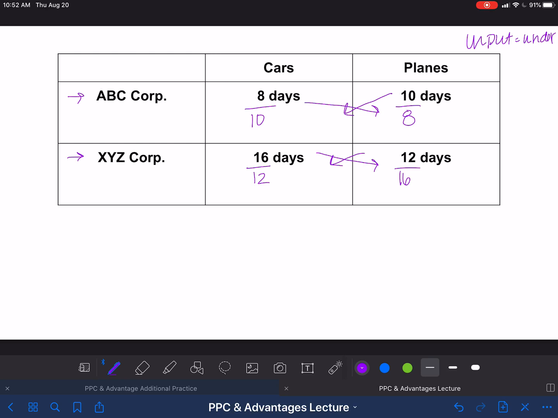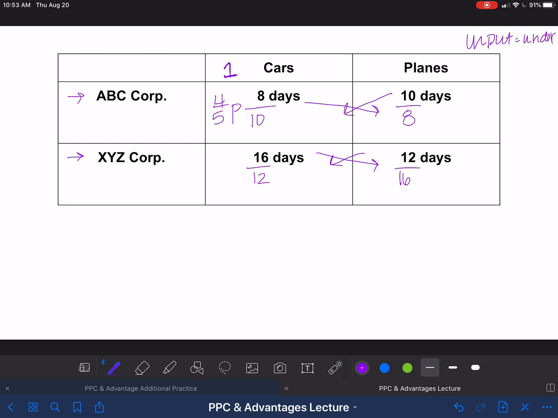Now we're going to follow the same process as the last problem here. 1 car. So how many planes does ABC have to give up to get 1 car? We'll weigh 8 over 10. Let's simplify that. So if we pull a 2 out of both, we're going to get 4/5. So ABC, when they want to make 1 car, they're giving up 4/5 of a plane.